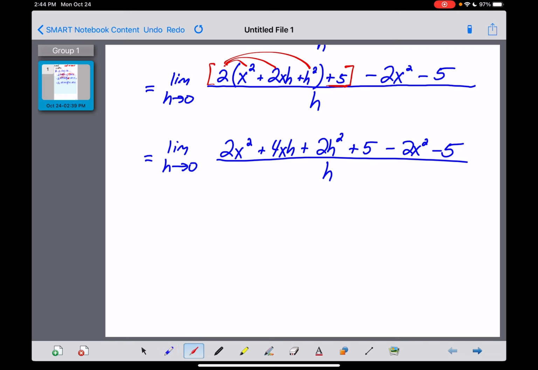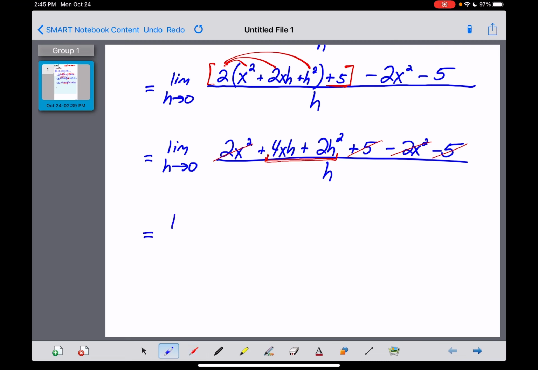First of all, in every single polynomial function that you do, like we're doing right here, all of the terms in the numerator that don't contain an h are going to drop out. Don't take my word for it, but it happens every time. Here's a 2x squared and a minus 2x squared, gone. There's a plus 5 and a minus 5, gone. And you're left with these two terms right here, both of which contain an h.